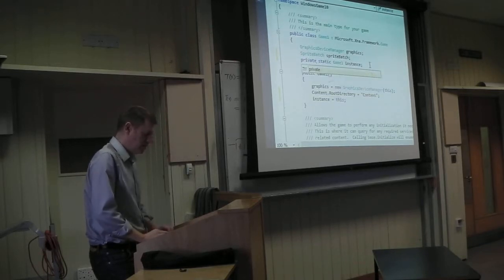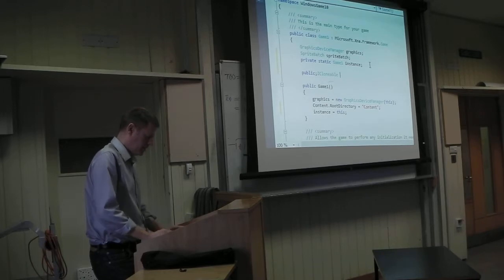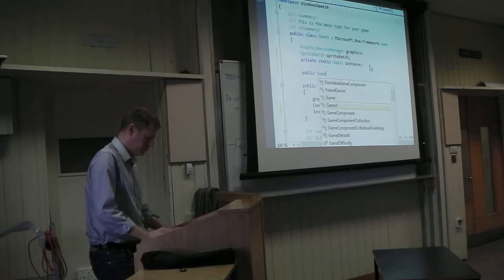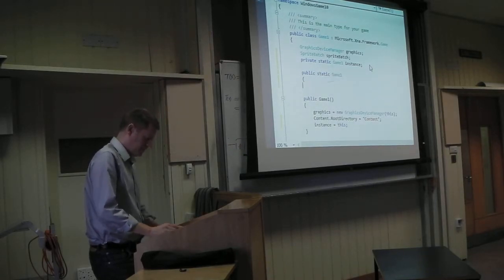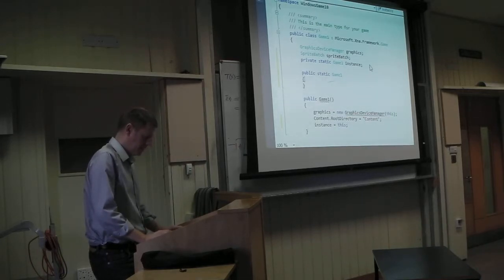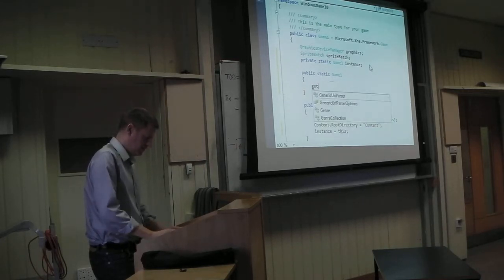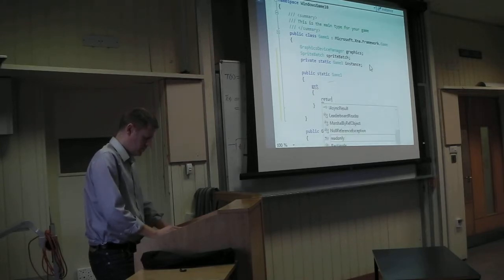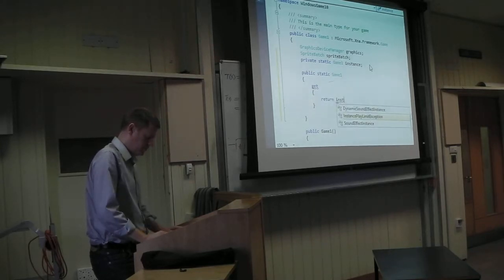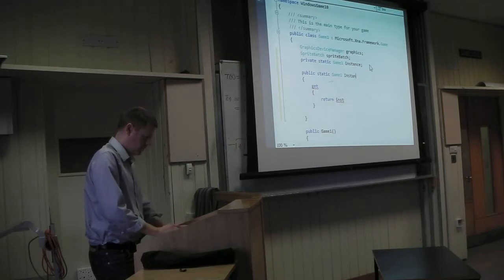and then you can also do a public game 1, and static as well, because I want this one to be static. And you can go get, and we'll do a getter for it, and we will return. Why aren't you lining up correctly? We'll just return. Sorry. That's why.